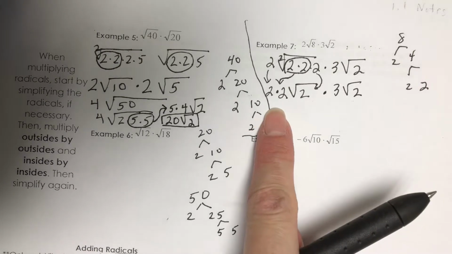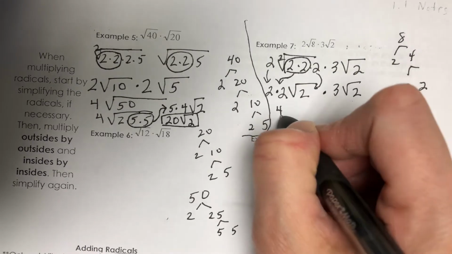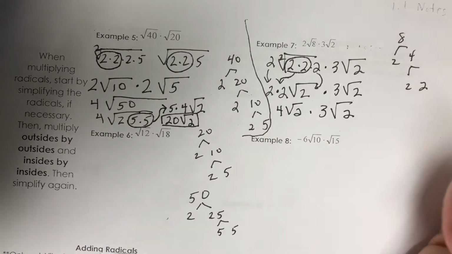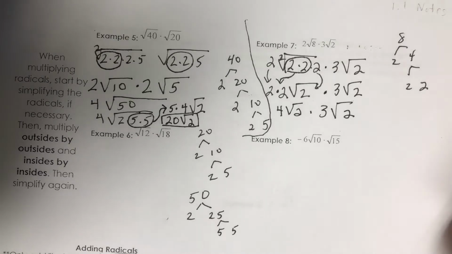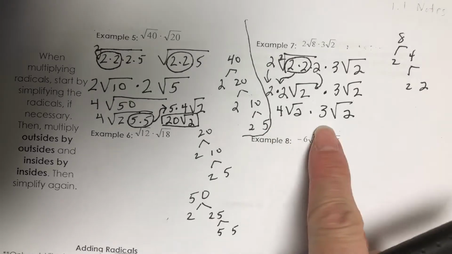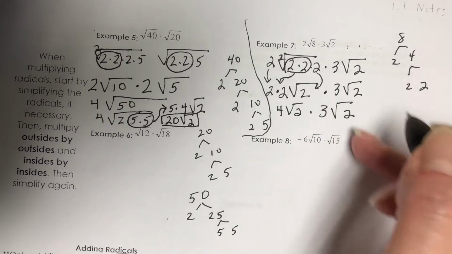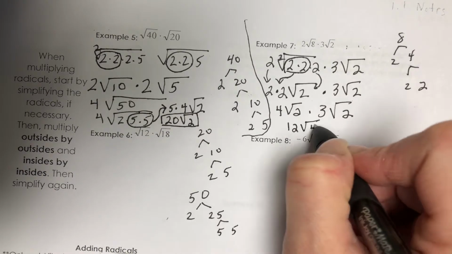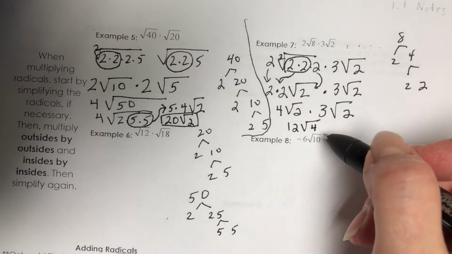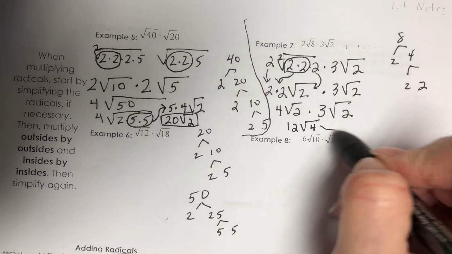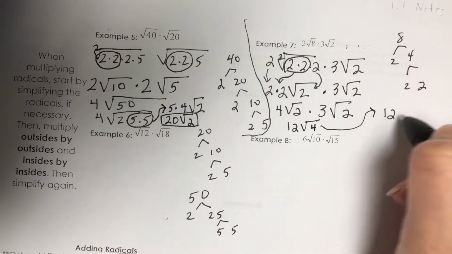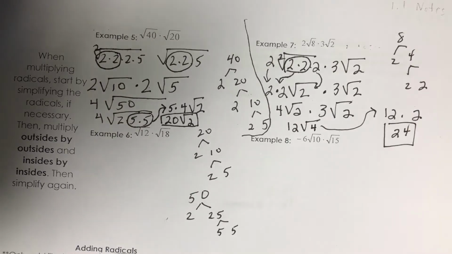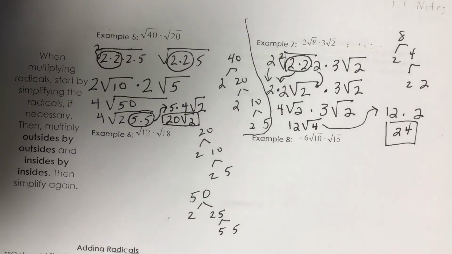So this gives me 4 times the square root of 2 times 3 square root 2. And now that I've simplified, the rules were to multiply the outside by the outside and the inside by the inside. So that would give me 12 times the square root of 4. The square root of 4 I know is 2, so it becomes 12 times 2. So my answer to example 7 is 24, and there's no square root left over. It's just a 24.